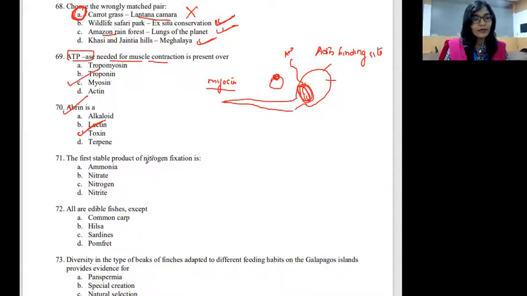Okay. The first stable compound of nitrogen fixation. How will nitrogen fixation take place? The first stable compound formed is ammonia. So ammonia will be the most stable form of compound in nitrogen fixation.